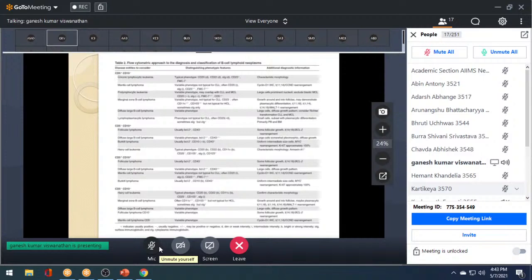So what are the neoplasms which are CD5 positive and CD10 negative? Mainly under this category, the important leukemia is CLL, SLL, so chronic lymphocytic leukemia. It is CD5 positive, CD10 negative, CD20 is positive but dim. Immunoglobulins are positive but dim. CD23 is positive, and FMC7 is negative.